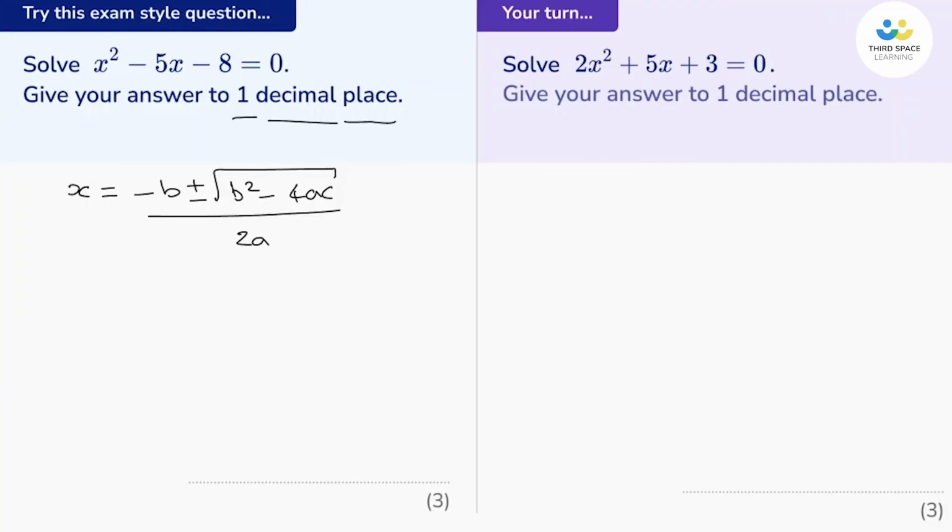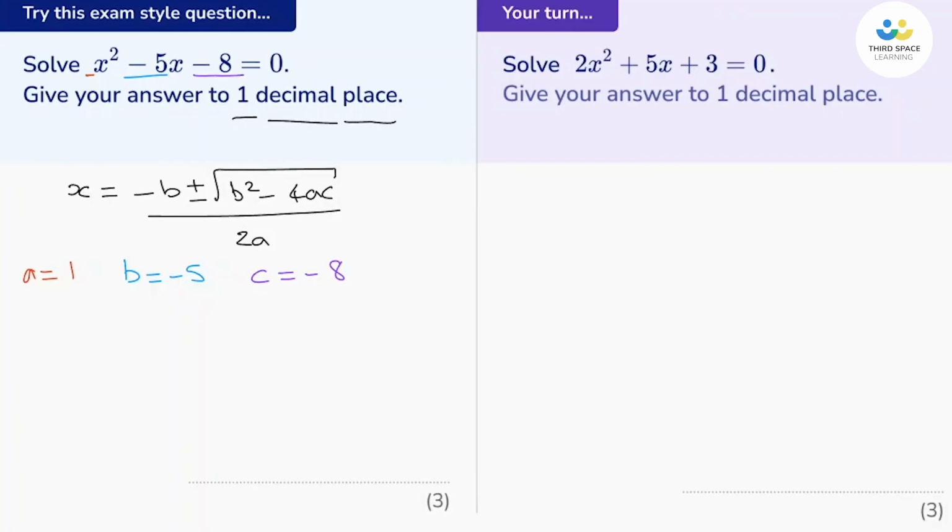And let's write down what a, b and c are. Well, a is equal to 1 because it's the coefficient of the x squared term. B is equal to negative 5 because it's the coefficient of the x term. And c is equal to negative 8 because it is the constant term.